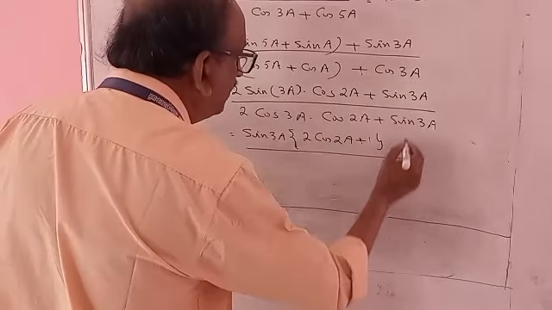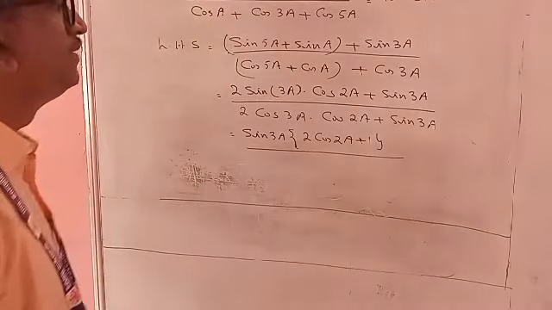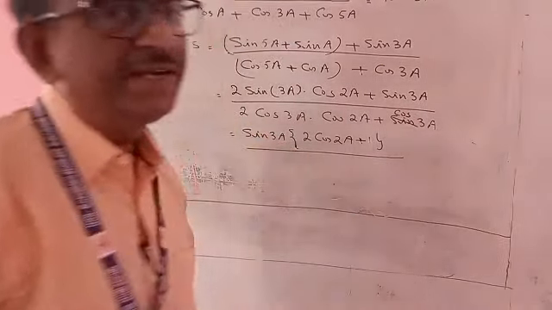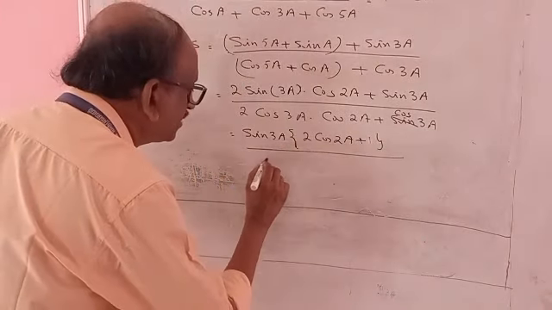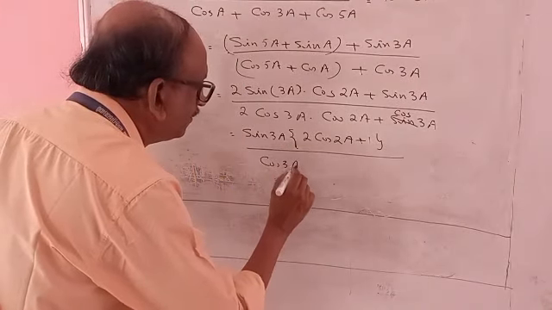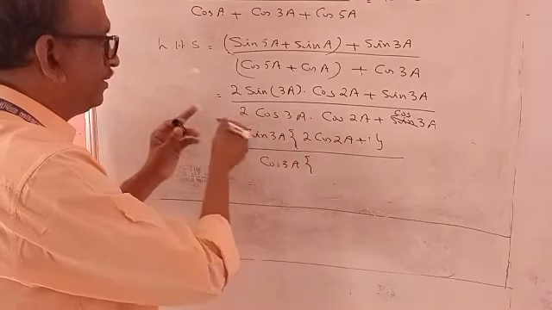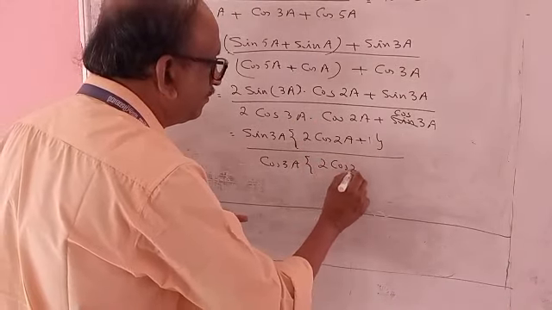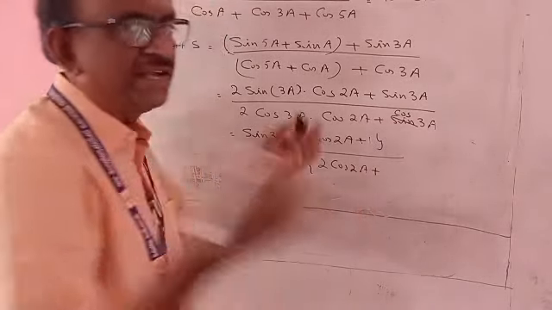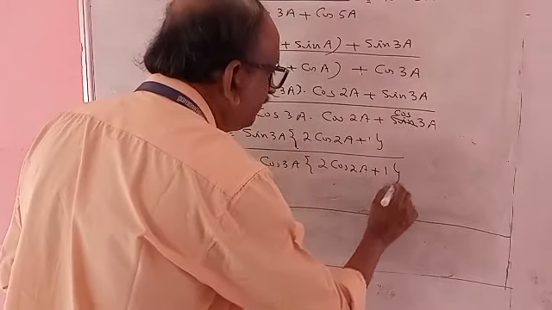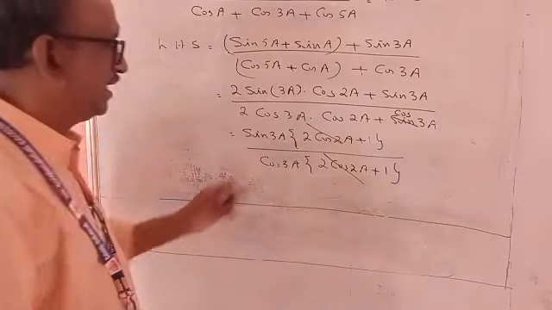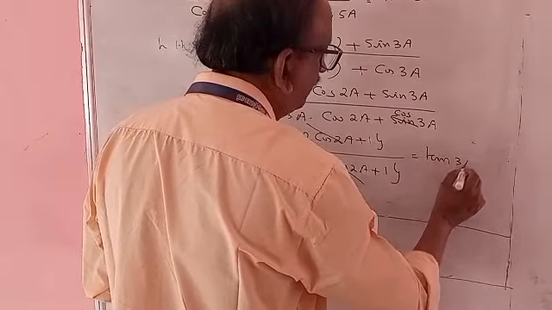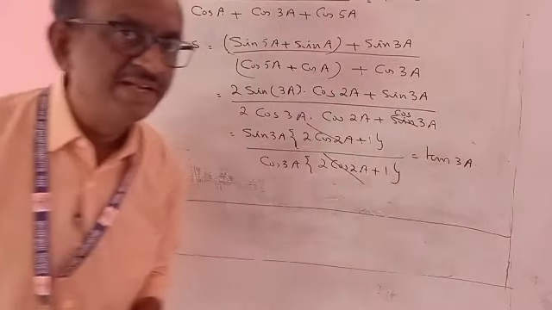Divided by, in the denominator, cos 3a is common. Take cos 3a outside, into 2 cos 2a, plus 1, since we take cos 3a outside. These two same quantities get cancelled. Sin 3a by cos 3a is tan 3a. This is the right hand side.